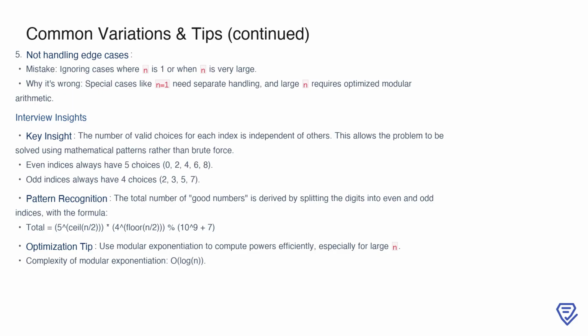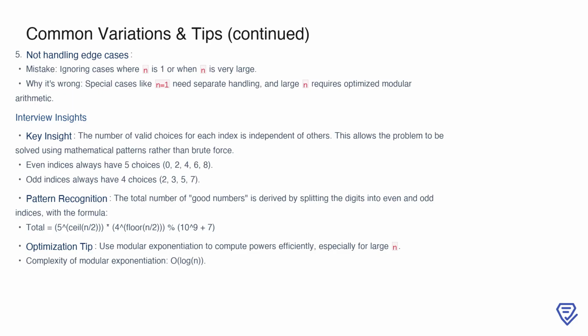Now, let's focus on some insights that are critical for interviews. A key observation here is that the number of valid choices for each digit is completely independent of the others. This independence means we can solve the problem mathematically rather than generating all possibilities. Specifically, even indices always have 5 valid choices, while odd indices always have 4. Using this pattern, we derive the formula to calculate the total number of good numbers: 5 raised to the power of the number of even indices, multiplied by 4 raised to the power of the number of odd indices, and then taken modulo 10 to the power of 9 plus 7.